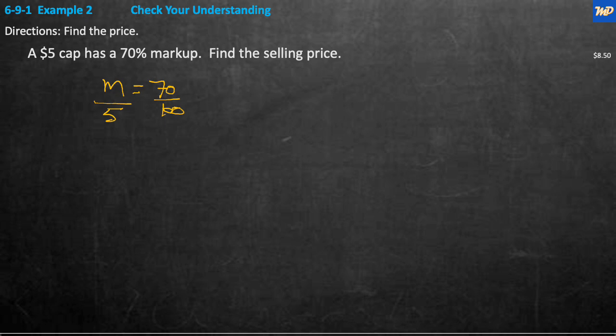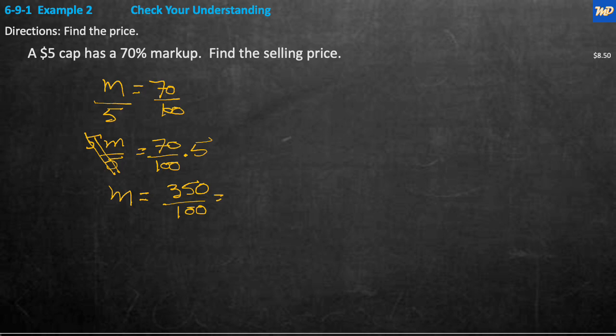Well, we're going to multiply both sides by 5. So 5M over 5 is equal to 70 over 100 times 5. When these 5s cancel, we're left with M. The markup is equal to 70 times 5, which is 350, divided by 100, is equal to $3.50. We divided 350 by 100. So M is equal to $3.50.